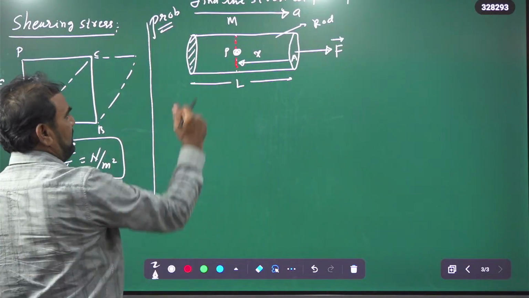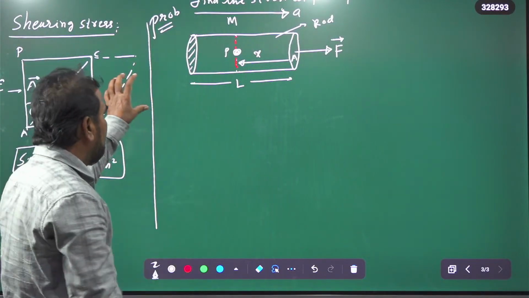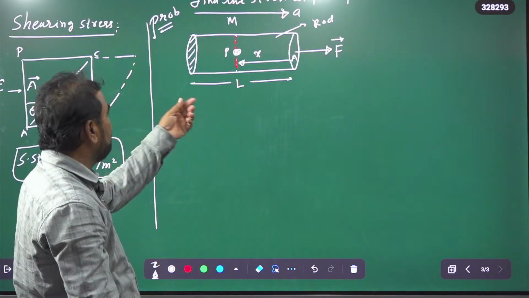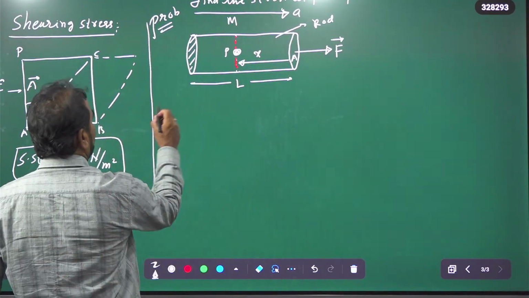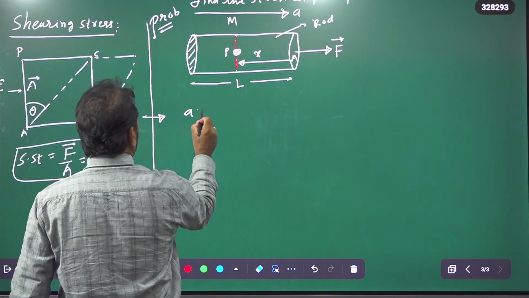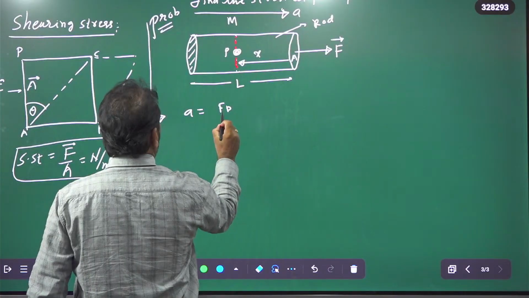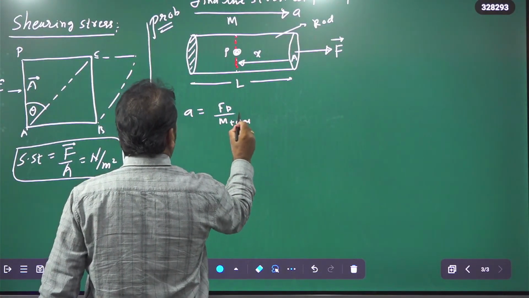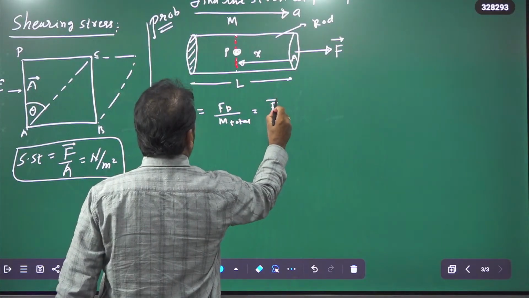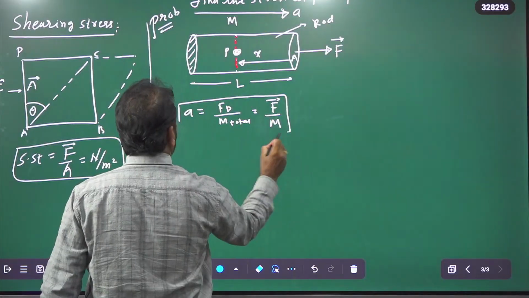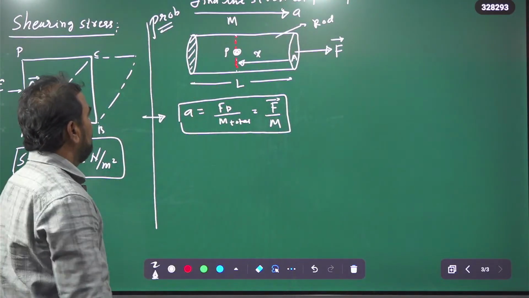When we apply a force of F newtons, the object moves with a certain acceleration. So first we have to calculate the acceleration. What is the acceleration? The acceleration of the object, a, is equal to F divided by M total. You already know the total mass of the system. So F upon M total is the acceleration of this rod.